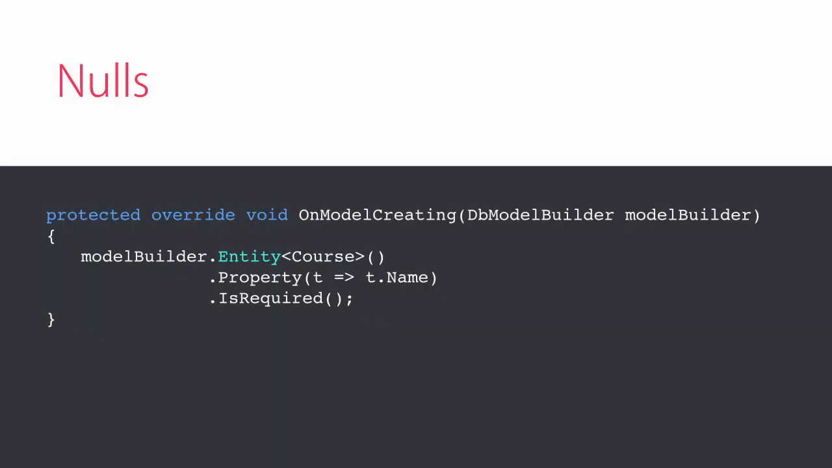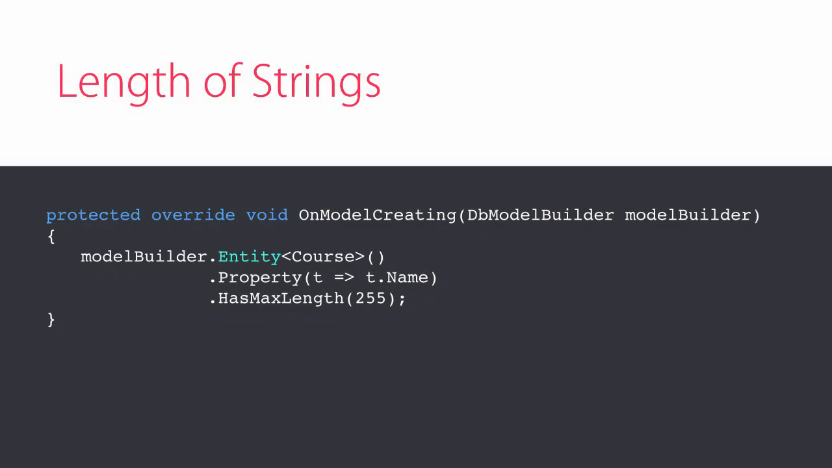In the last lecture, I told you that if a property is nullable, Entity Framework marks that property as nullable in the database as well. If you want to override that, you can call the IsRequired method. If you want to change the length of strings, we have a method called HasMaxLength. So in this example, I'm limiting the length of the Name property, or the Name column, to 255 characters.